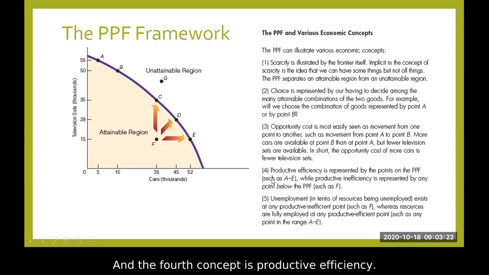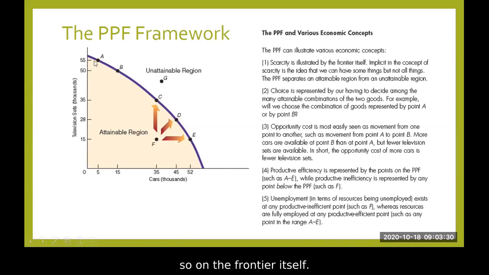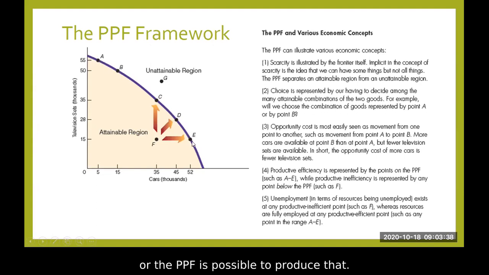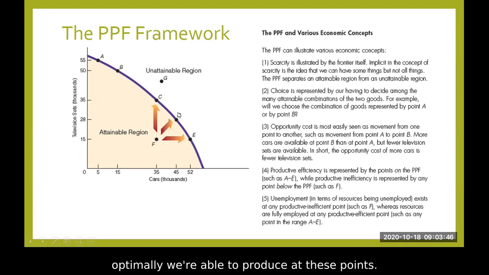The fourth concept is productive efficiency, and productive efficiency is shown by any point on this PPF, on the frontier itself. What that means is any point that's on this purple line or the PPF is possible to produce at, and it's also efficient production. If we're using the resources that we have in our economies optimally, we're able to produce at these points. Whereas if we are on the interior, like a point like F, this is productive inefficient.